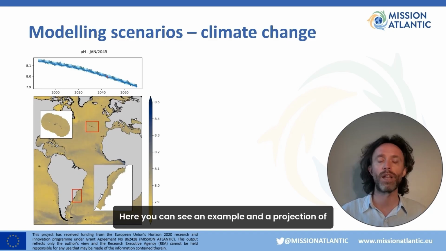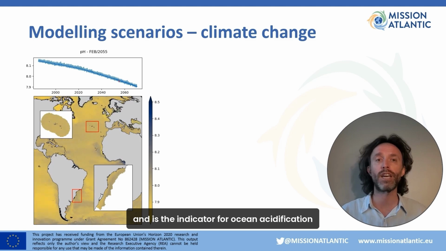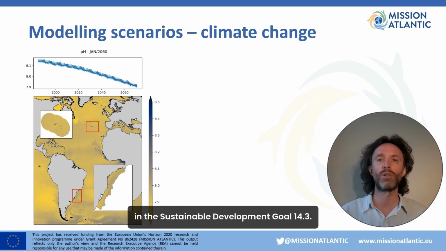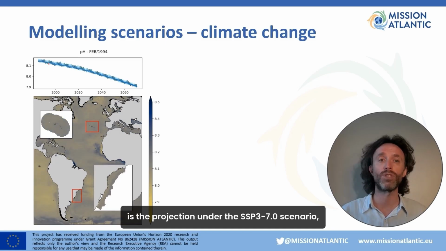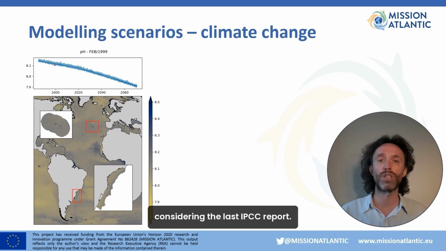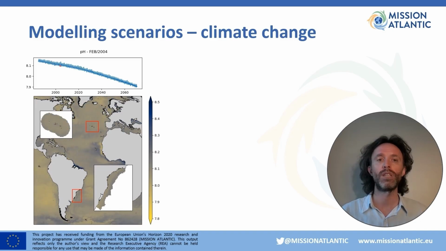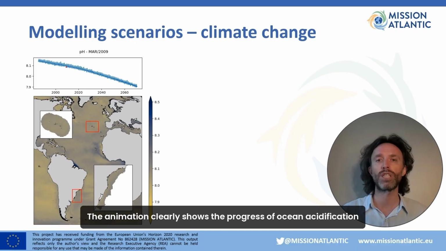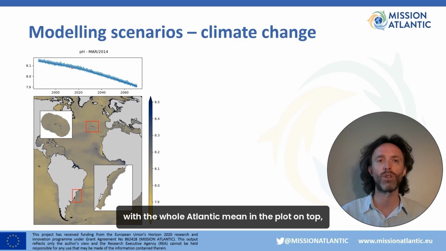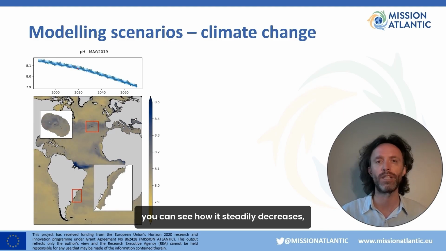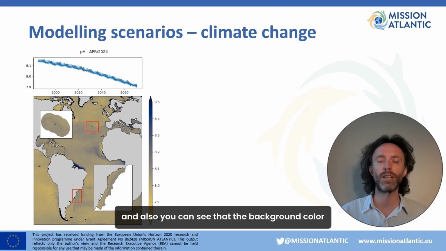Here you can see an example, a projection of surface pH. That is one of the essential ocean variables and is the indicator for ocean acidification in the Sustainable Development Goal 14.3. The example that you see here is the projection under the SSP3-7.0 scenario, one of the high emission scenarios considered in the last IPCC report. The animation clearly shows the progress of ocean acidification, with the whole Atlantic mean in the plot on top, which you can see steadily decrease. And also you can see that the background color of the animation goes from blue to a more and more intense yellow.